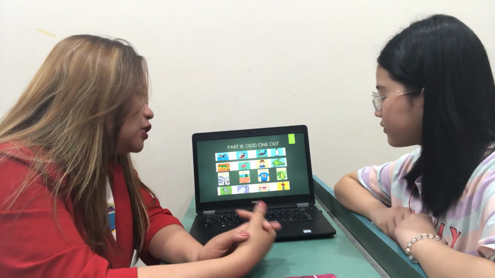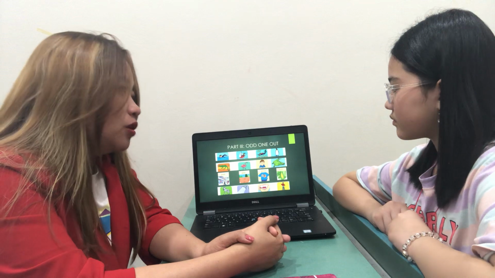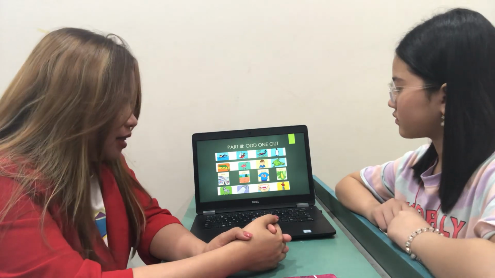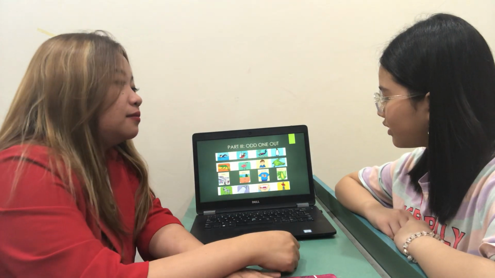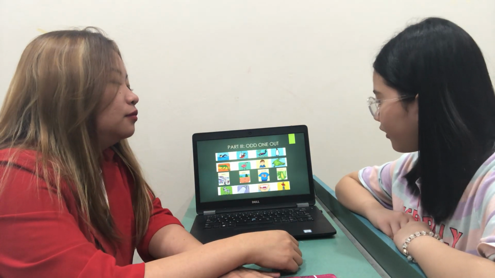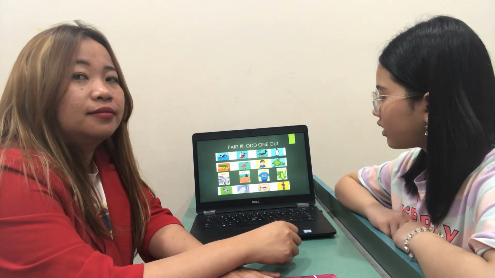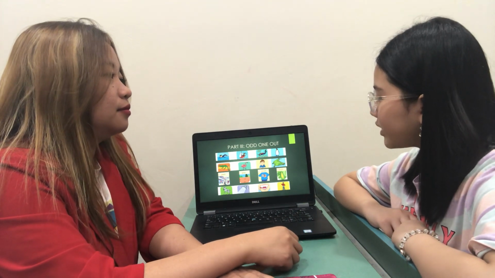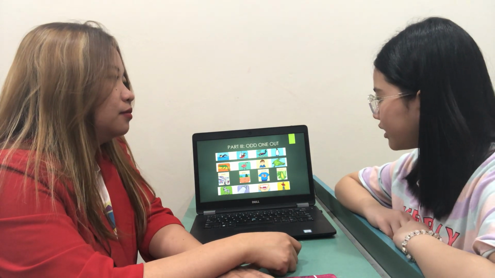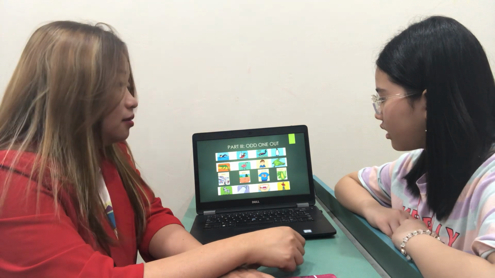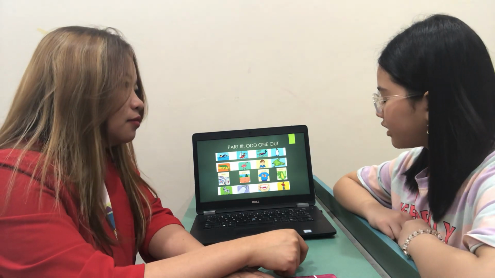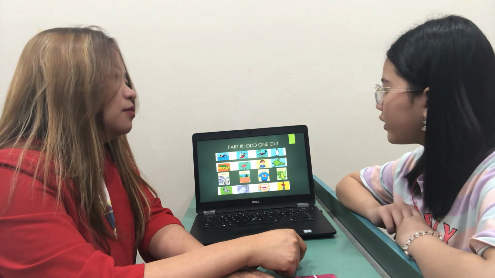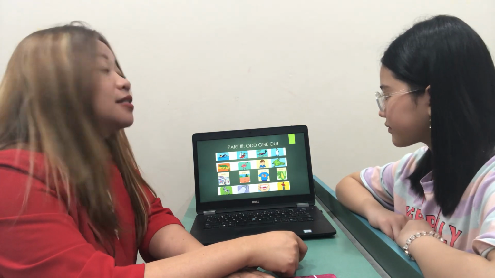Next, part 3, odd one out. Now here you tell teacher which among the pictures is different and why. Okay? Here, which one is different? Picture 4. Why? Because picture 1, picture 2, and picture 3 are doing something, because picture 4 is an animal. Okay, next.